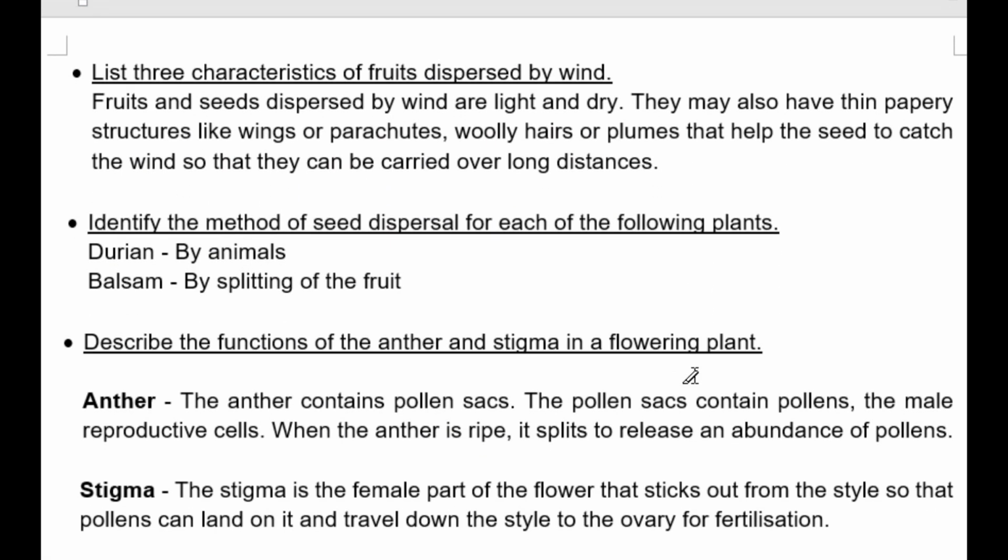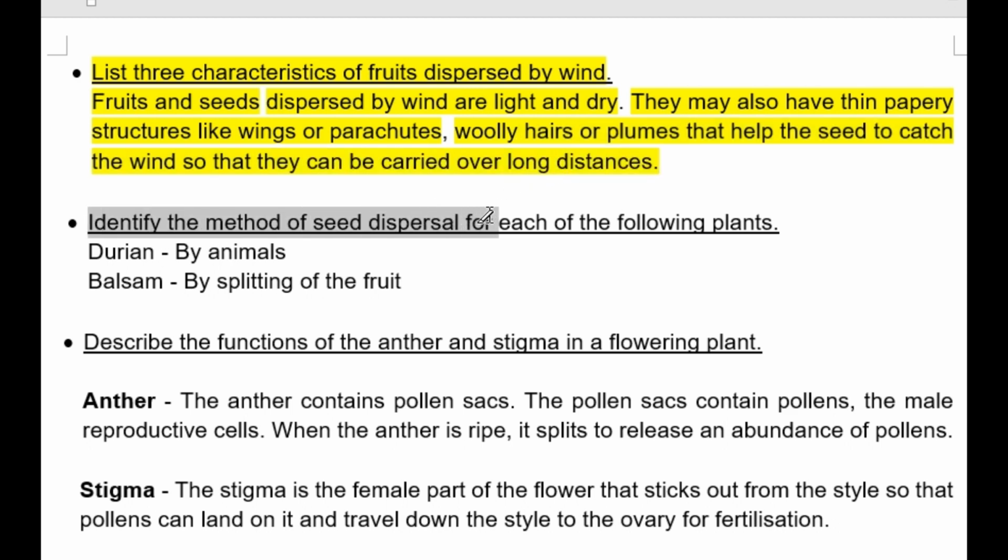List 3 characteristics of fruits dispersed by wind. Fruits and seeds dispersed by wind are light and dry. They may also have thin papery structures, like wings or parachutes, woolly hairs, or plumes that help the seed to catch the wind, so that they can be carried over long distances. Identify the method of seed dispersal for each of the following plants. Durian, by animals. Balsam, by splitting of the fruit.